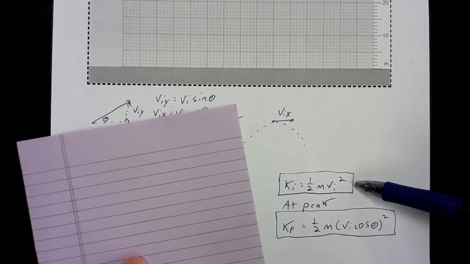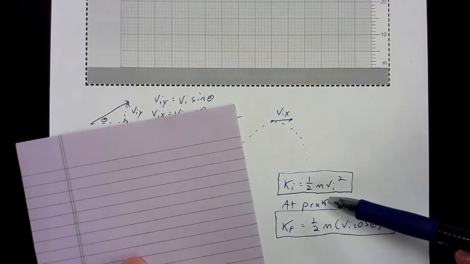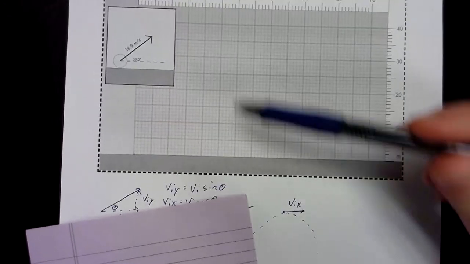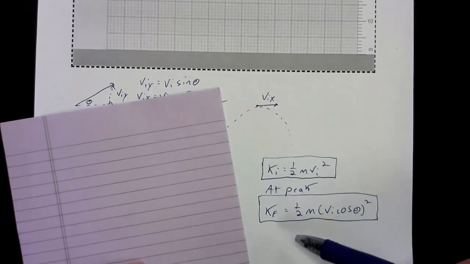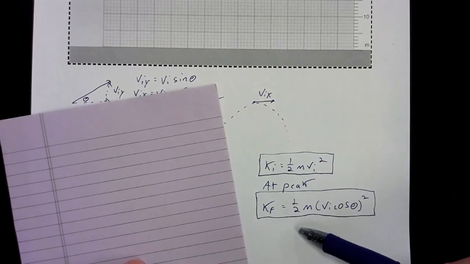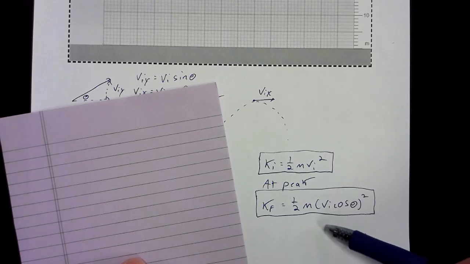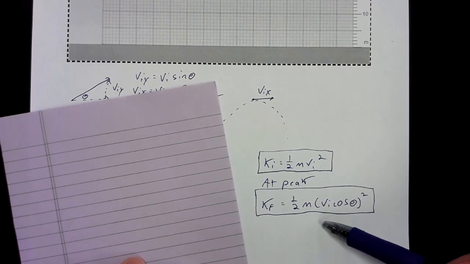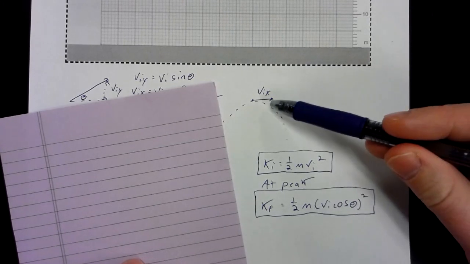All right, so in this problem, we want to know what is the kinetic energy initial. So for that, just 1/2 mv squared, and that is the initial velocity, the whole thing from the kick, not split into components, would be that initial velocity. Then at the peak, we can do 1/2 mv squared, but what is the v? It's the initial component in the x direction. So we'll be looking at that for the kinetic energy at this point right here.